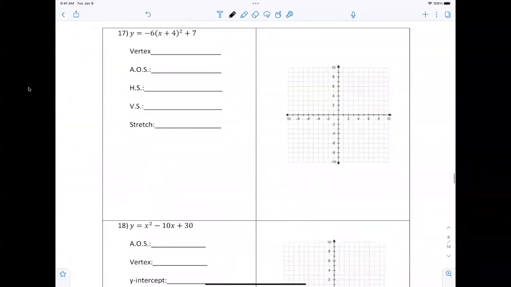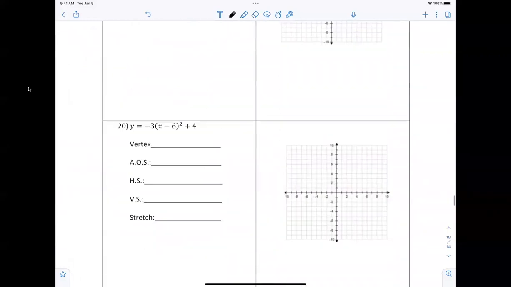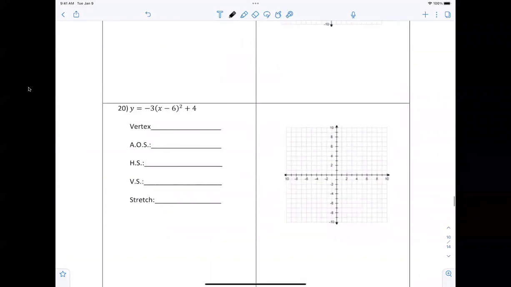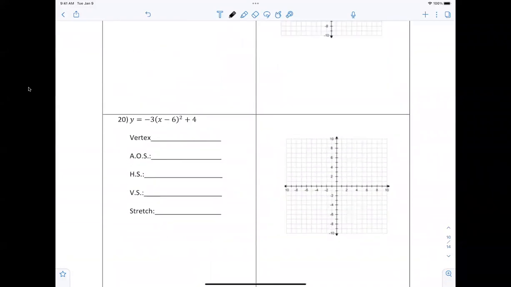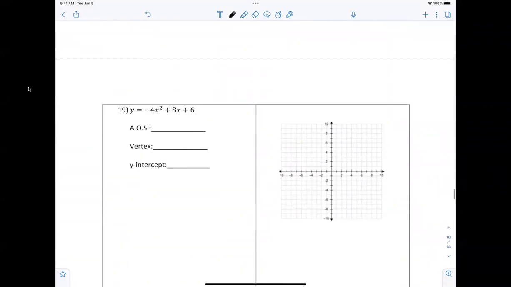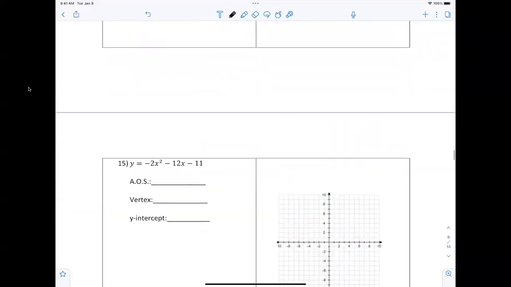Yeah, I really wanted to make sure you know how to graph, guys. So there's 20 graphs. Okay, I'll do another one with you. I'll do another one of each.